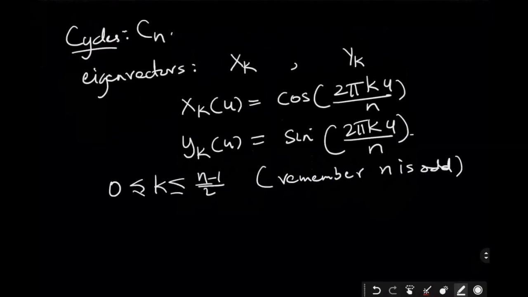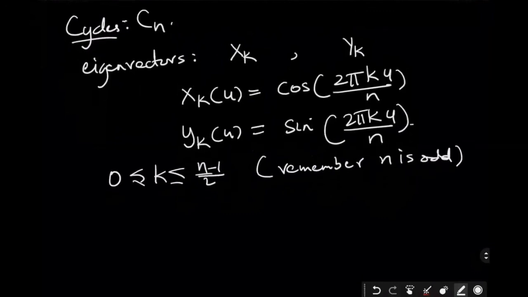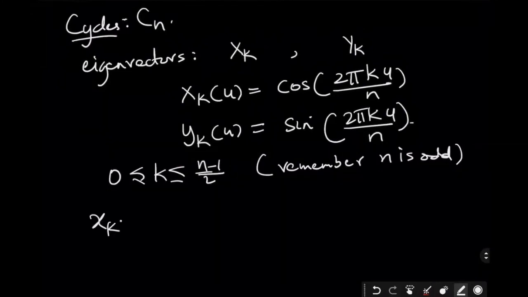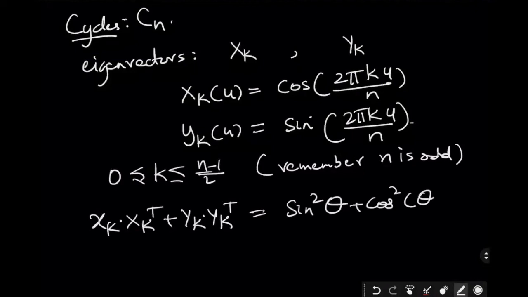Now, at least if you believe this form, it's easy to verify why xk xk transposed plus yk yk transposed has diagonals 1. The diagonal entries of this matrix are going to look like sine squared theta plus cosine squared theta, where theta equals 2 pi k u over n for every coordinate u. And that's going to be equal to 1 because of basic trigonometry.